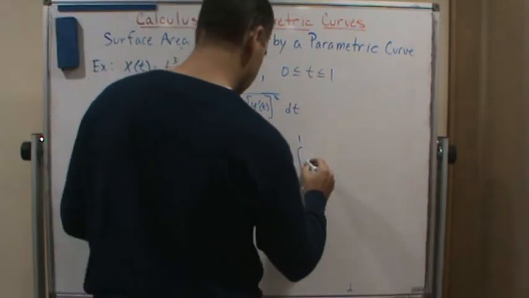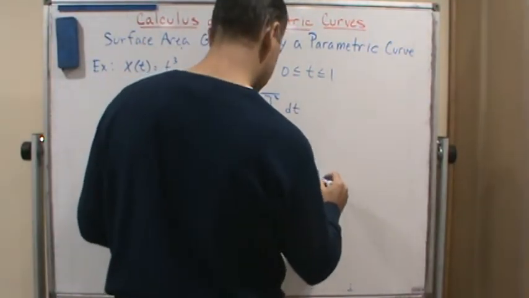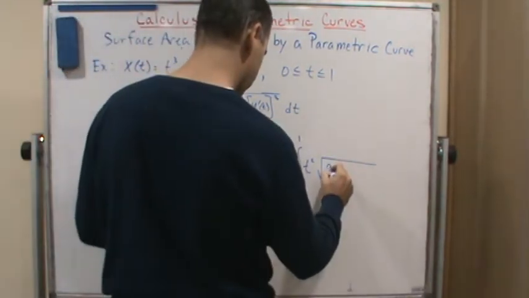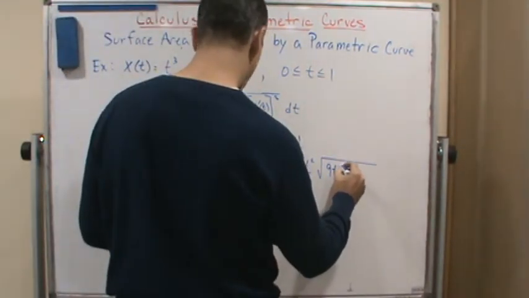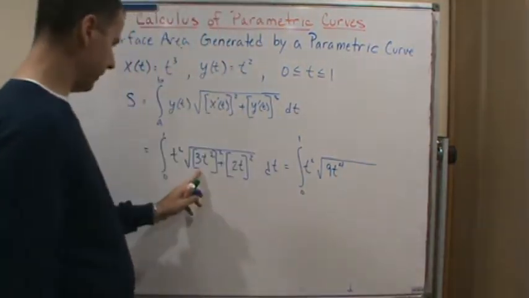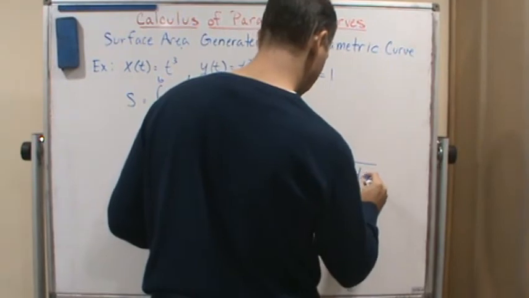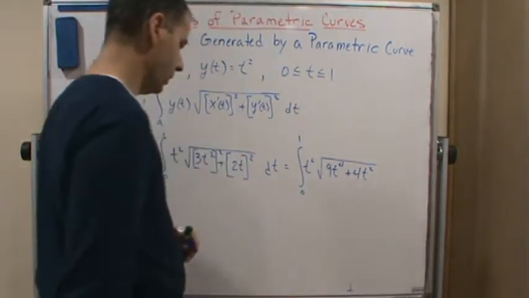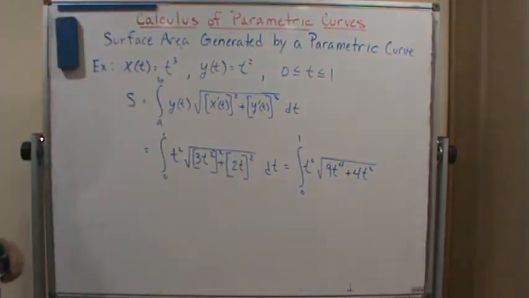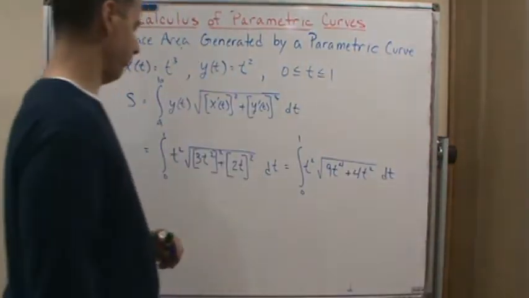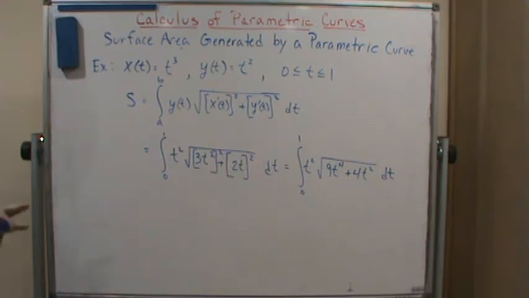So this is going to be t squared times the square root. What are we going to get? We're going to get 9t to the fourth plus 4t squared, dt. Okay, so now what are we going to do?